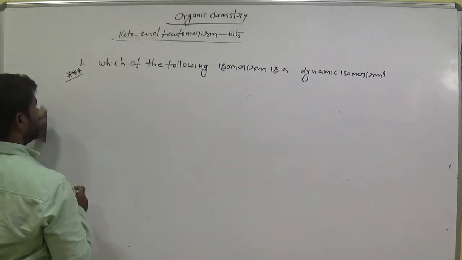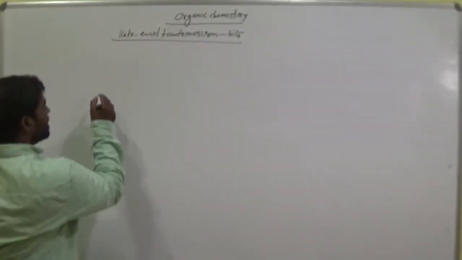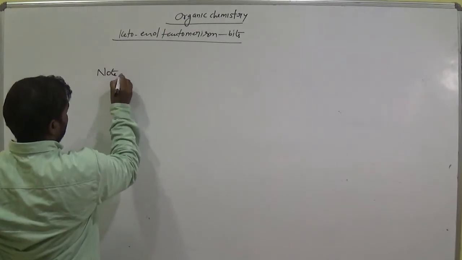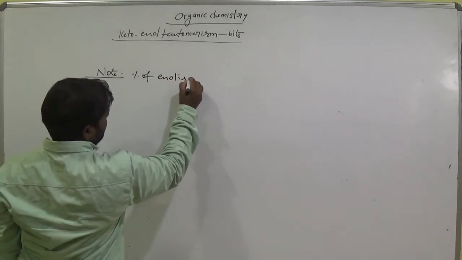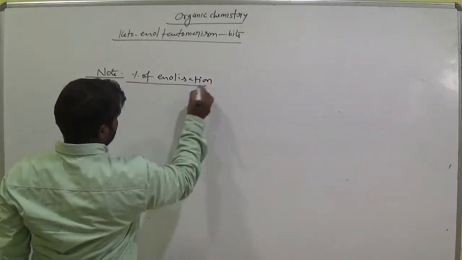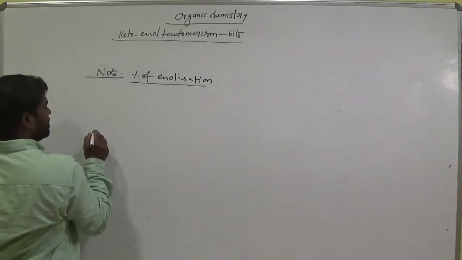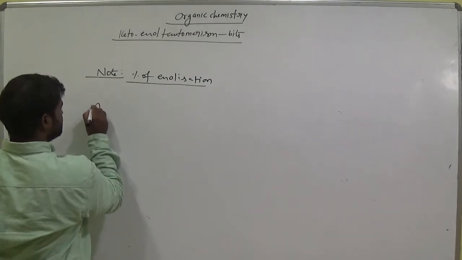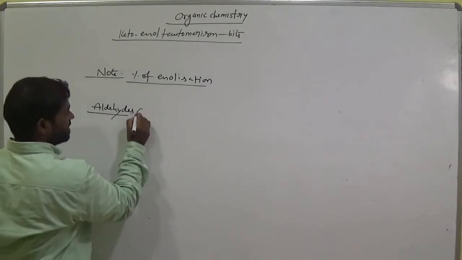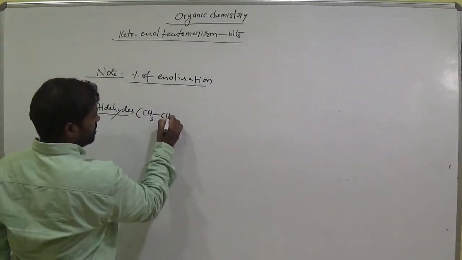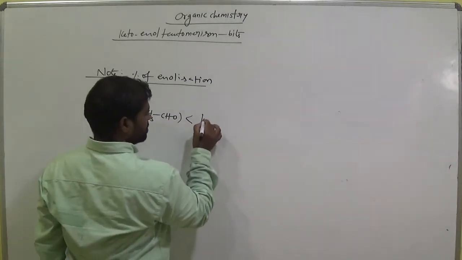Right. And next one, note the percentage of enolization. Which compounds give more enol product from keto compounds? Okay, let's see. First one, aldehydes. Aldehydes, for example acetaldehyde, give less enol than ketones.